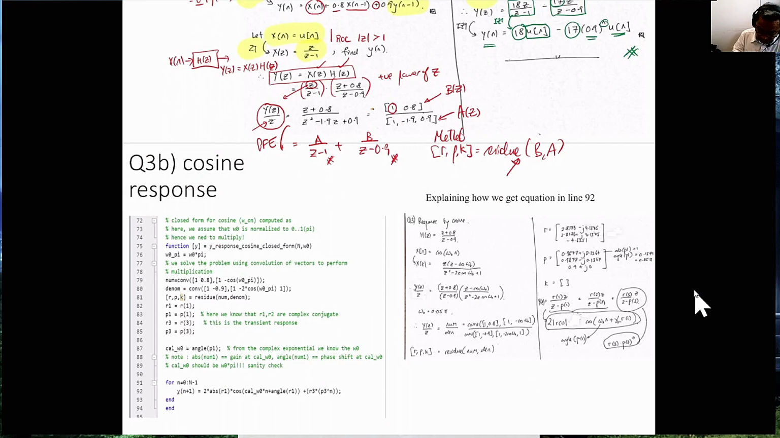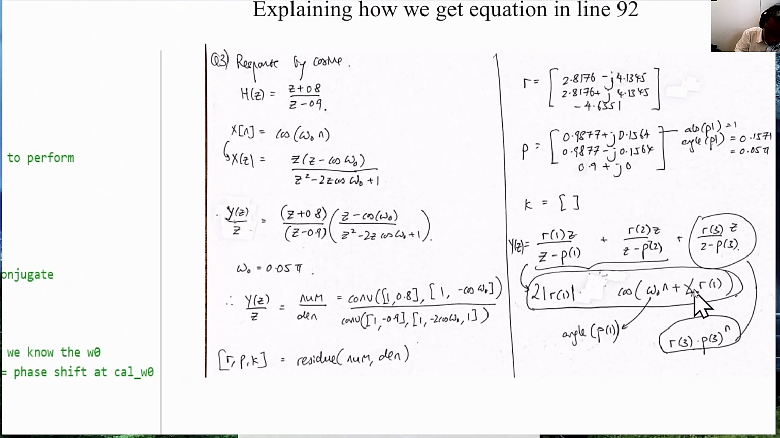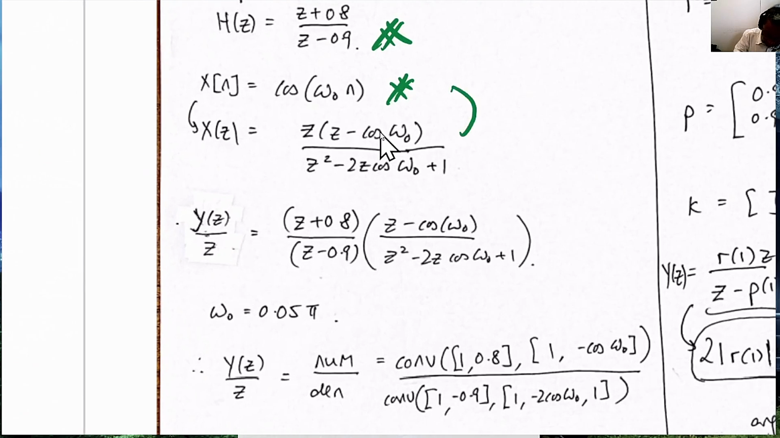I'll now do the second one, which is the cosine. Everything is the same. I have my H(z), I have my cosine, and I use the z transform table to convert my cosine omega naught n to this expression here. So this is nothing but the lookup table for the z transform of cosine omega naught n. Again, I use Y(z) over z. That's the trick. Put the z on the below first. This is H(z).